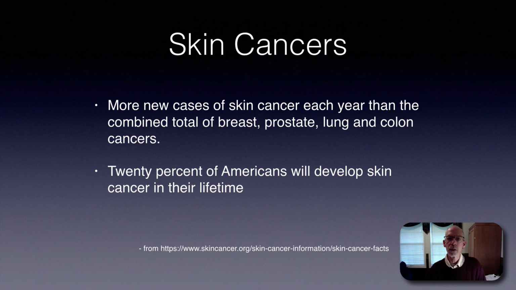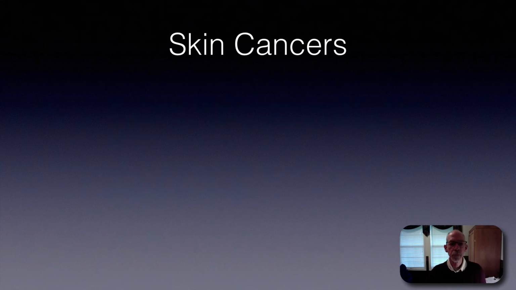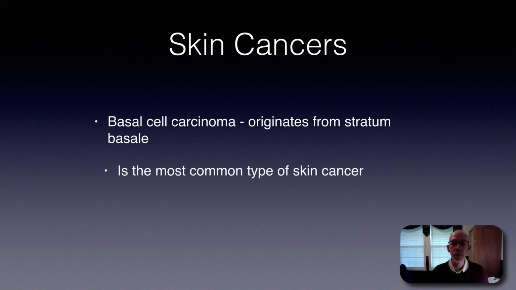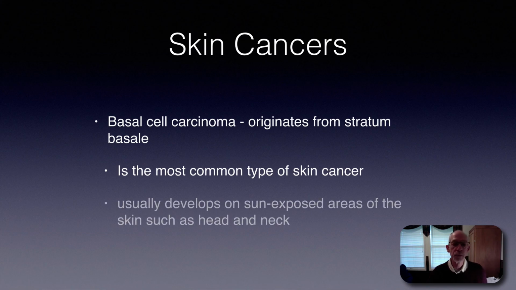Let's now talk about skin cancers. There's more new cases of skin cancer each year than the combined total of breast, prostate, lung, and colon cancers. And 20% of Americans will develop skin cancer in their lifetime. Let's now talk about the two most common types of skin cancer. Basal cell carcinoma is a type of cancer that originates from the stratum basale. You'll remember that that's the bottom layer. It usually develops on sun-exposed areas of the skin, such as the head and neck.